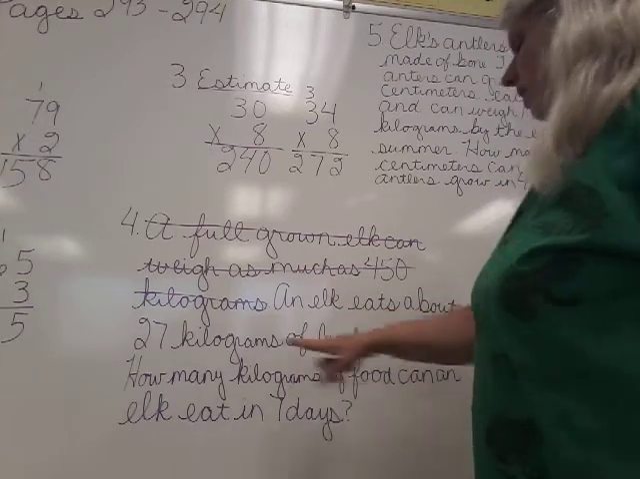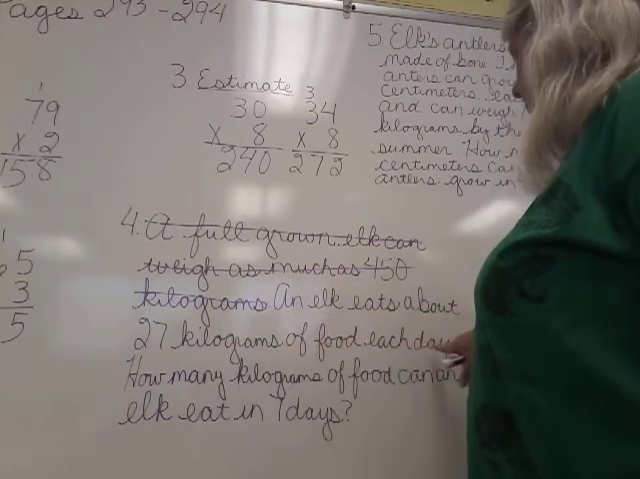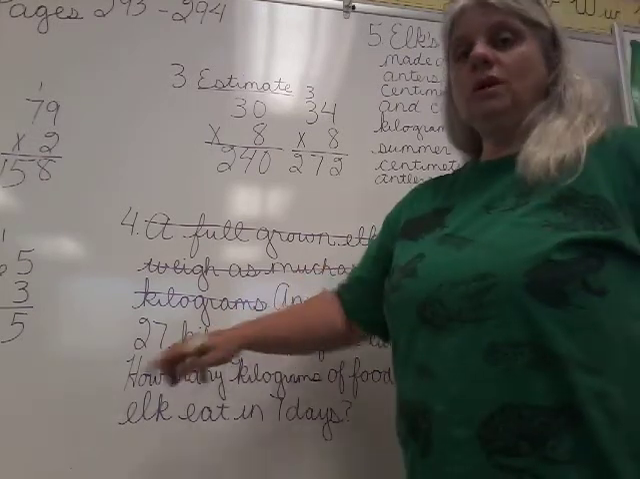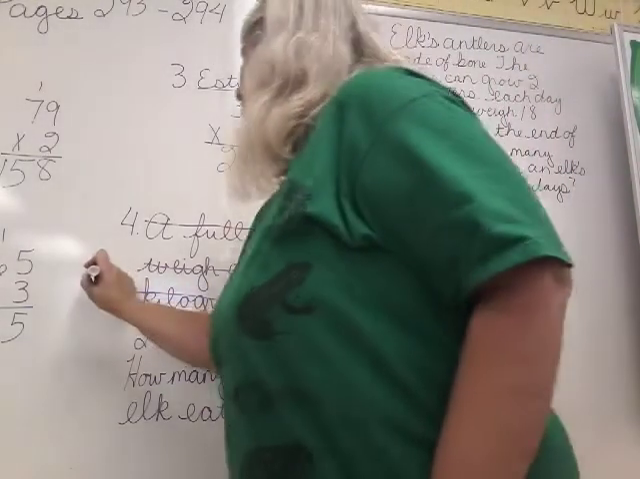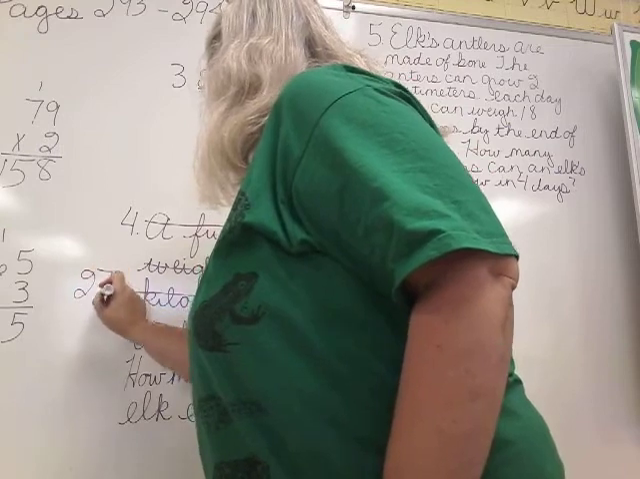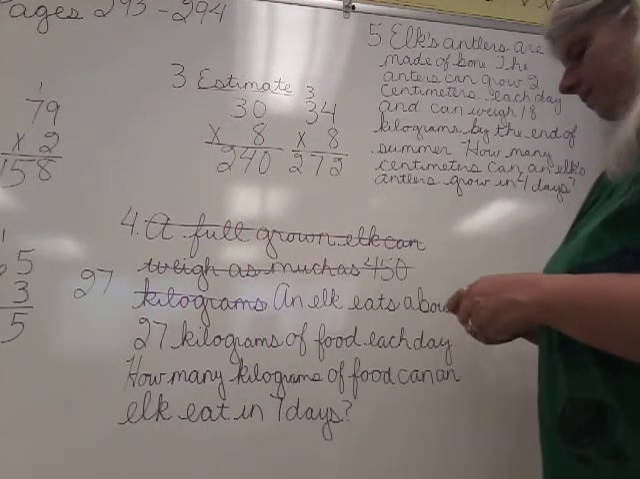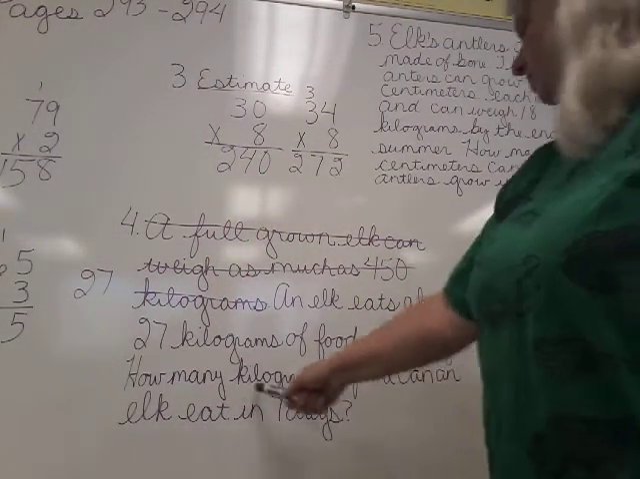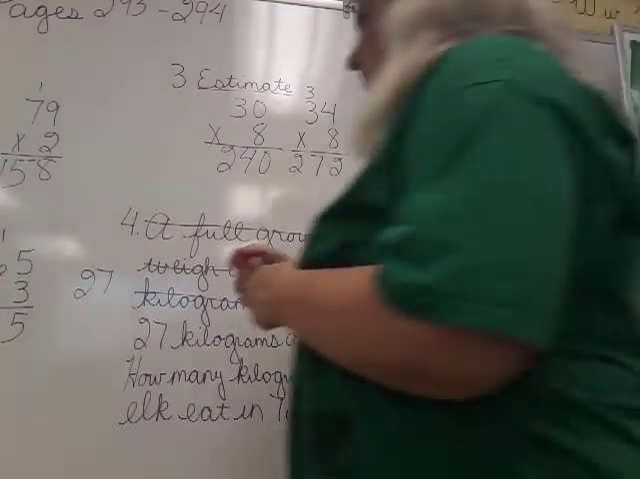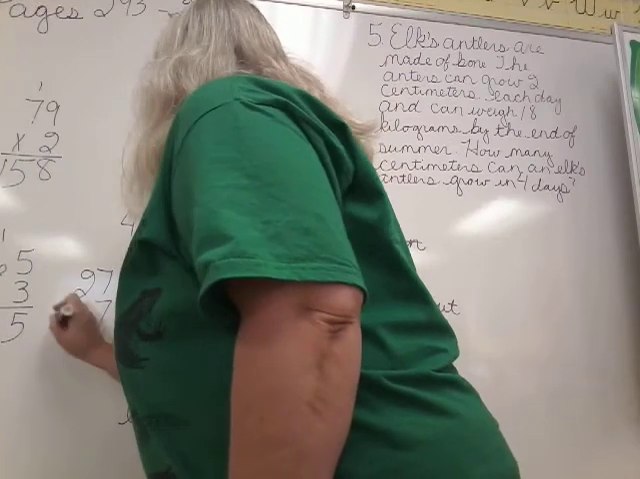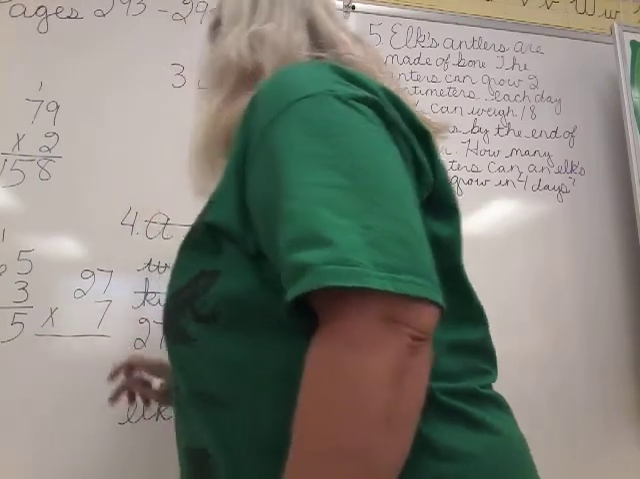An elk eats about 27 kilograms of food each day. Oh, so we know 27 kilograms is how much an elk eats every day. So we'll put our 27 over here. Okay? How many kilograms of food can an elk eat in 7 days? Oh, we know it's going to be 7 days. So we are going to go ahead and multiply it.